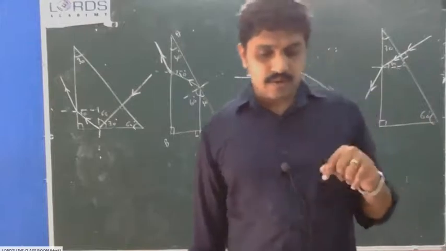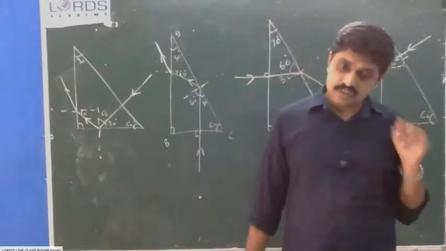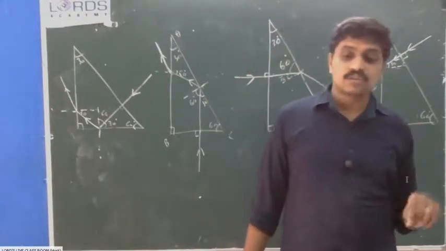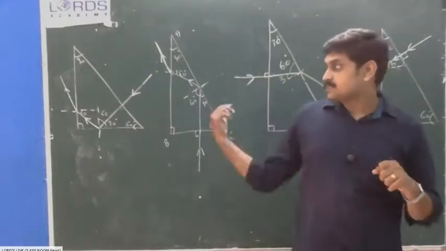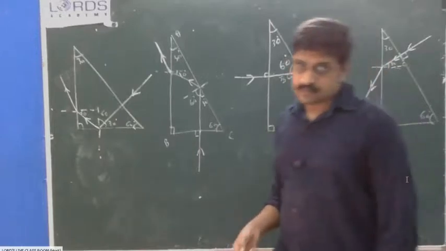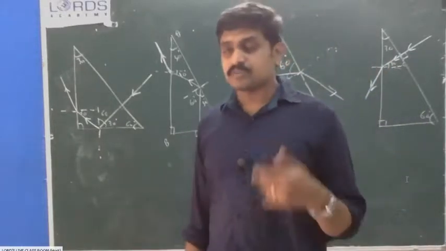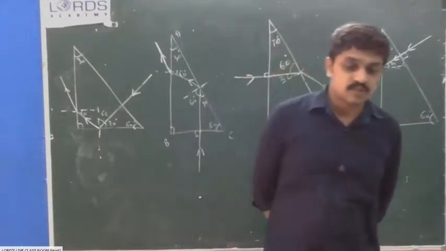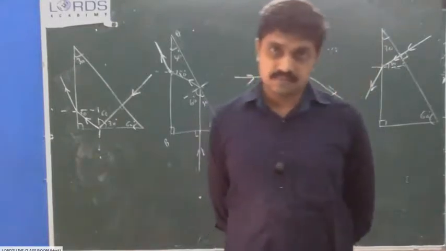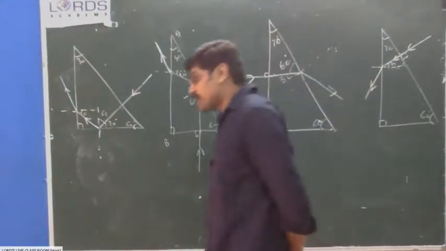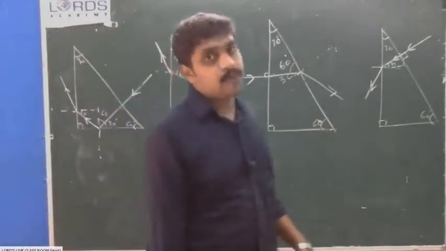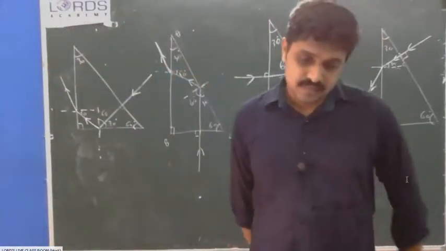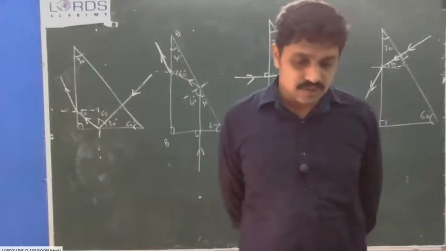Then for total reflection there are conditions. Light must travel from denser to rarer, and the angle of incidence must be greater than the critical angle. But in the case of normal reflection, the only condition is that the surface must be an opaque one. That's the only condition. Then energy loss.